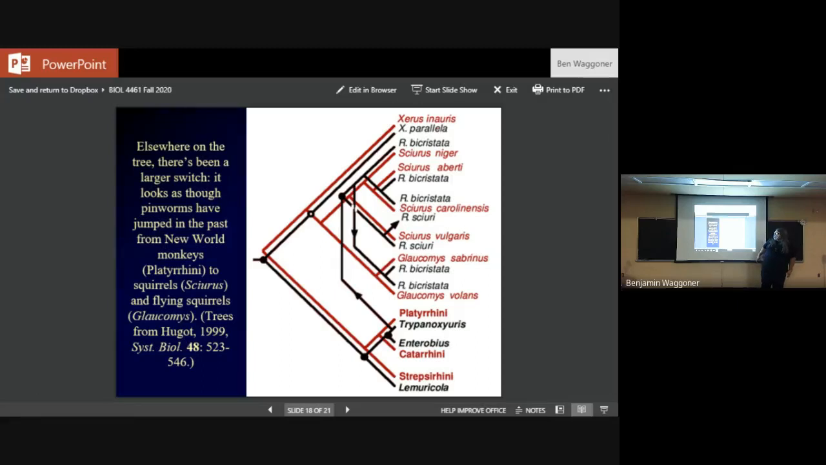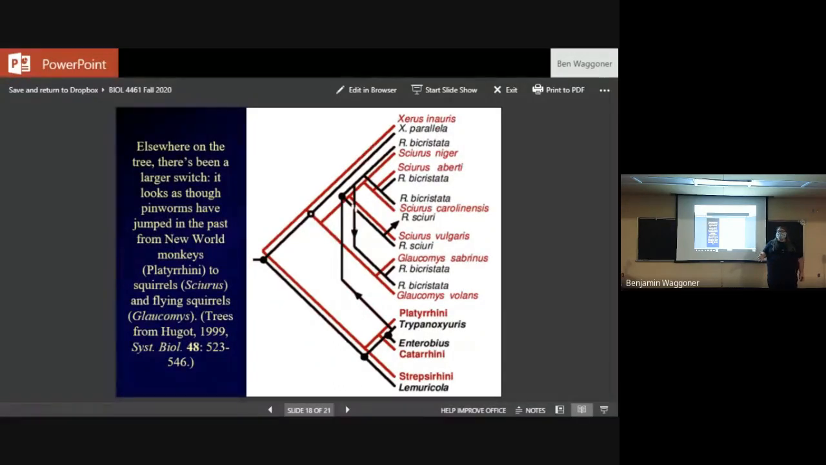And so the ancestor of squirrel parasites came from a monkey, and then a branch of the squirrel parasite tree was able to infect another type of host, flying squirrels, Glaucomys. So in this part of the tree, we could actually see there's evidence for at least two host switching events. Reconstructing when and how those happened is not a simple problem. There's some computation that's involved, and there may be more than one possible scenario, but this does in fact happen.